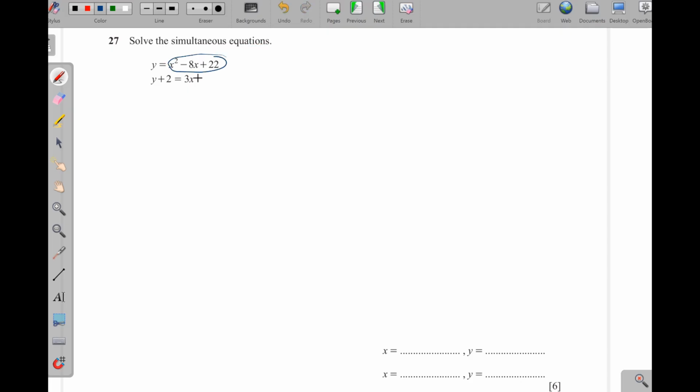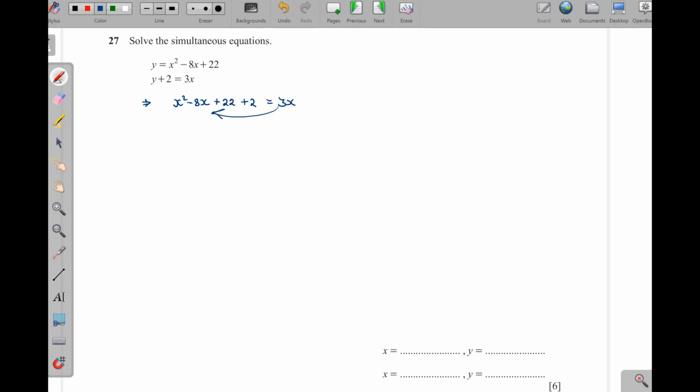This one is nonlinear, this one is linear. So we can substitute. Here we are supposed to solve them using substitution method. So if y is the whole of this, and then here they say y plus 2 is equal to this. So where there is y, I'm going to put this one here, okay? So we shall have x squared minus 8x, then plus 22. Now there is plus 2 here. Then this one is equal to 3x.